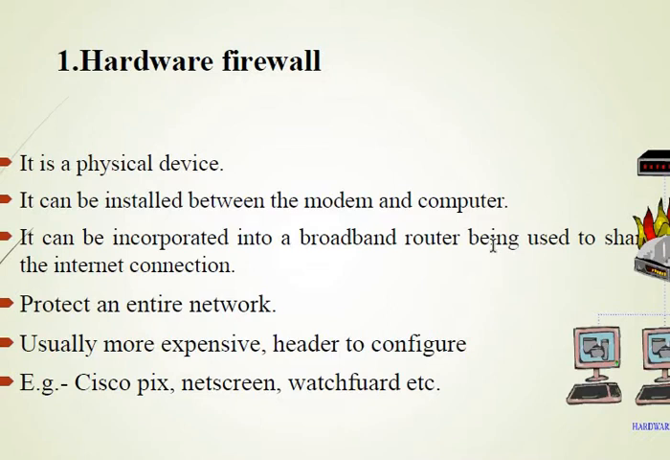A hardware firewall is a physical device. It can be installed between the modem and the computer. It can be incorporated into a broadband router, and it protects the entire network. It is usually more expensive and easier to configure. Examples are Cisco PIX, NetScreen, WatchGuard, etc.